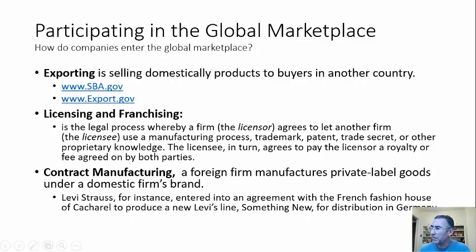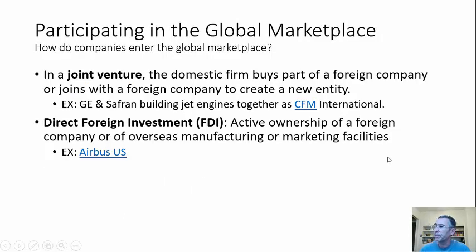All right, contract manufacturing. A foreign firm manufactures private label goods. Here's an example from your author of Levi Strauss, the pants. It entered into an agreement with French fashion house Cacharel to produce a new Levi's line, something new, for distribution in Germany. I mean, it's fascinating, right? You have an American big company, Levi's. I was going to call it multinational, but not quite yet. It's still privately held. Actually, they traded recently. They're not doing great. They entered an agreement with a French fashion house to produce something in Germany. There's globalization for you.